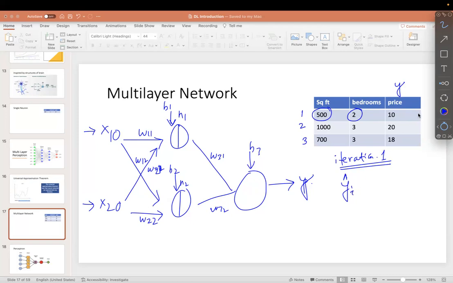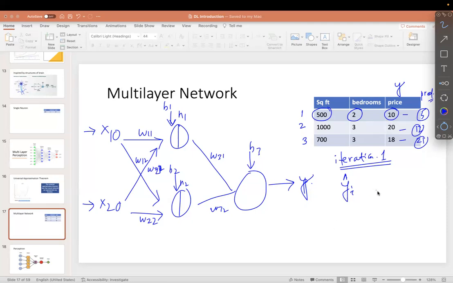Let's say we get a value of 5 here, and let's say 12 here, and 21 here. So whatever the initial values of w are, we get something like 5, 12, 21. These are predicted values of the model, and this is the actual value. So we know that some difference is there. The whole idea is to minimize this distance.